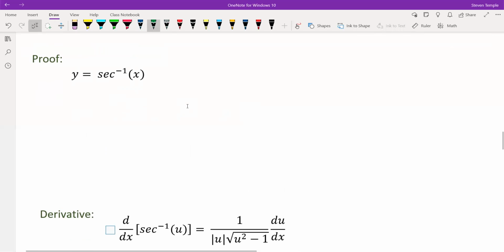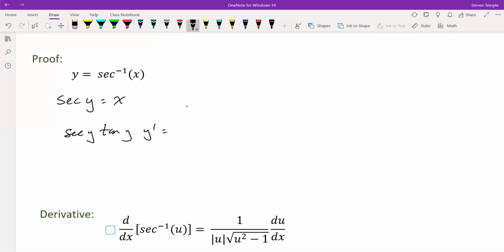Okay, so the proof of this, I will quickly run through. You don't have to memorize the proof, but I think it's always good to take a look at why it is what it is. Again, I'm going to solve for x, very similarly to the other two examples. I'm going to take the derivative of secant y, which is secant y tangent y dy dx equals 1. Solving for y prime, we get 1 over secant y times tangent y.